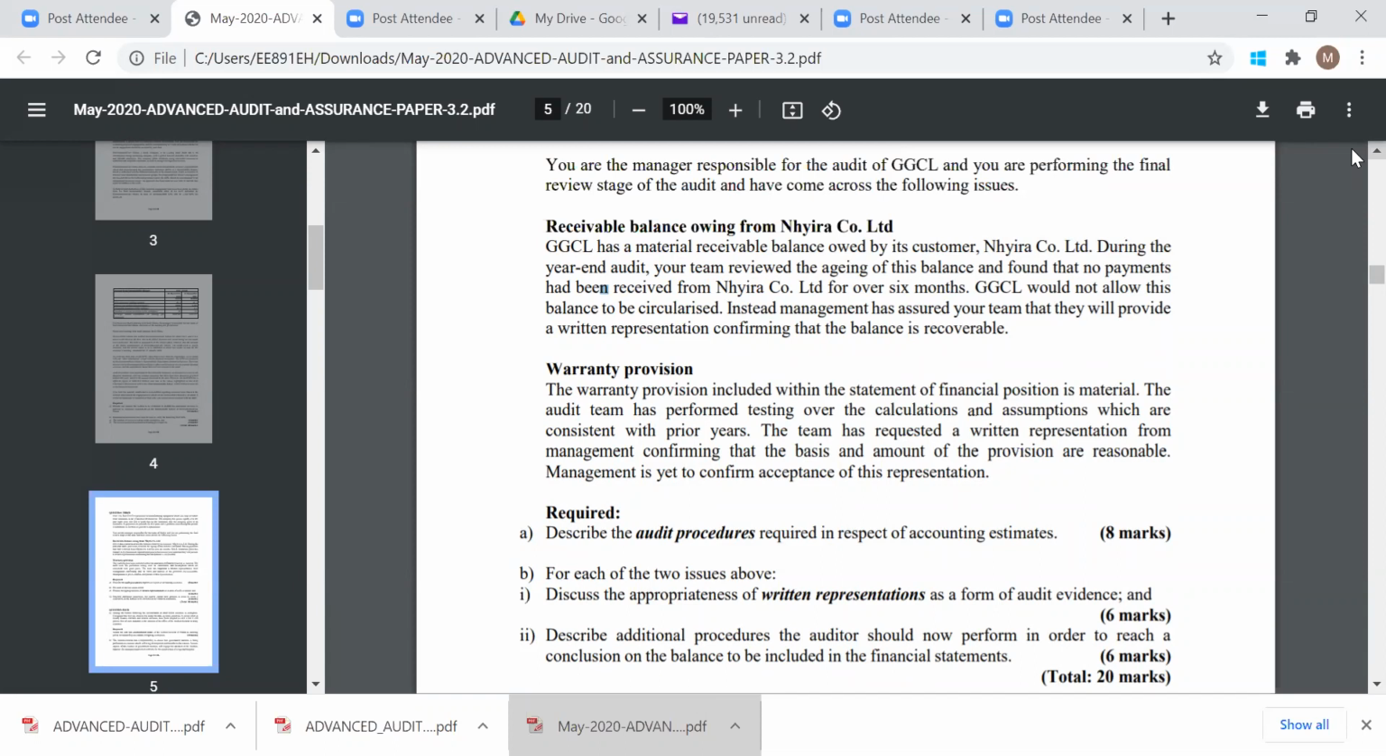Then when it comes to the warranty provision as well, what do you think is appropriate for written representation?